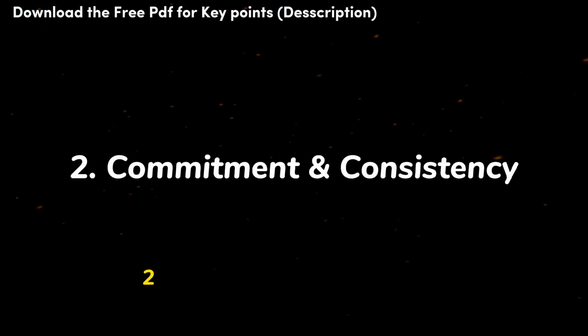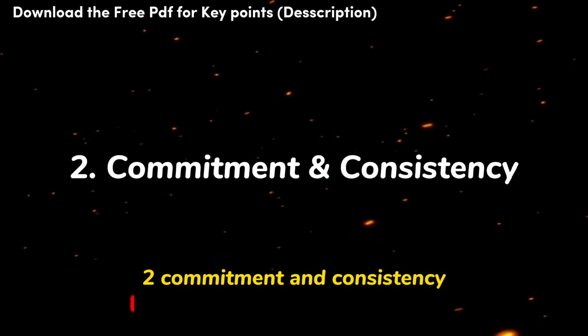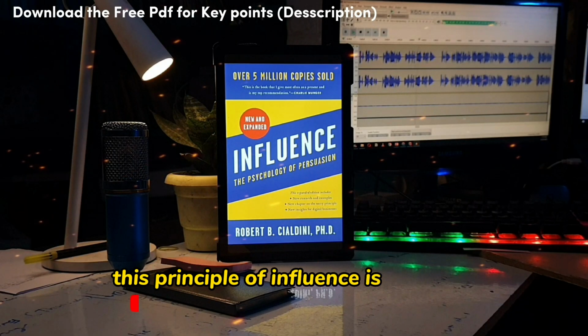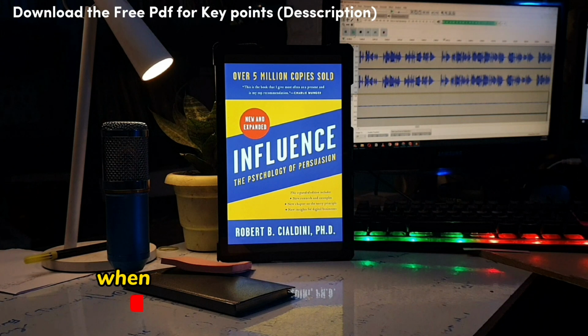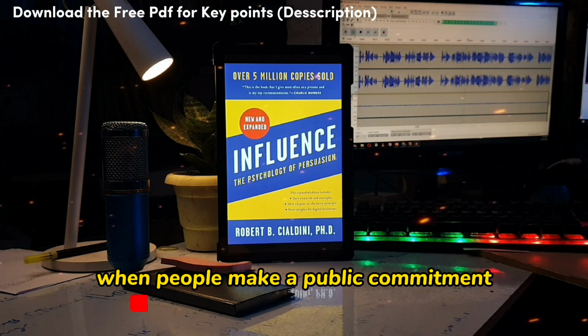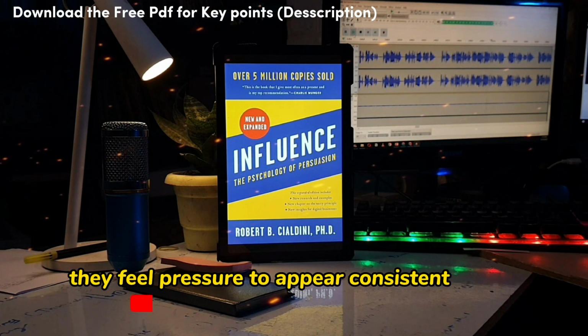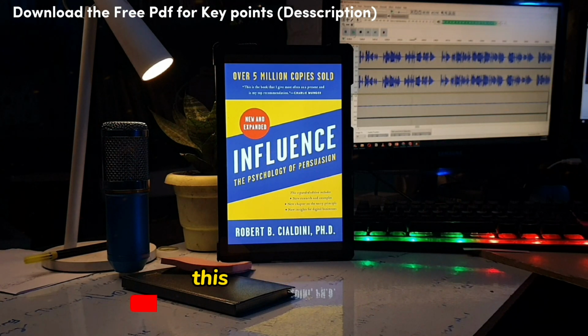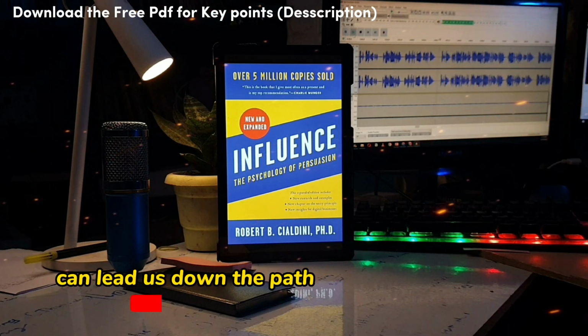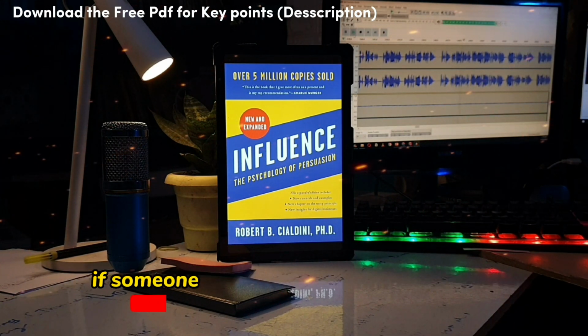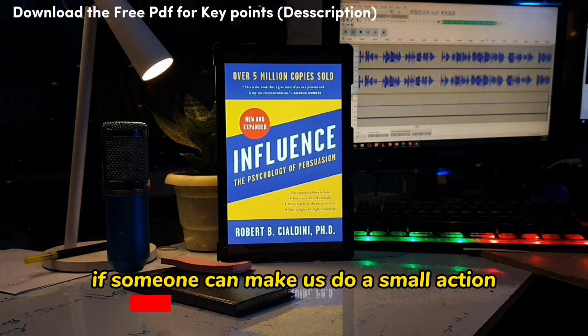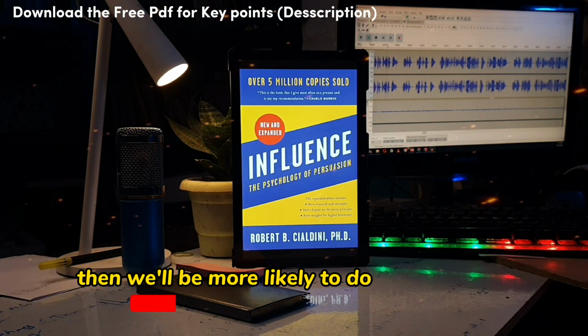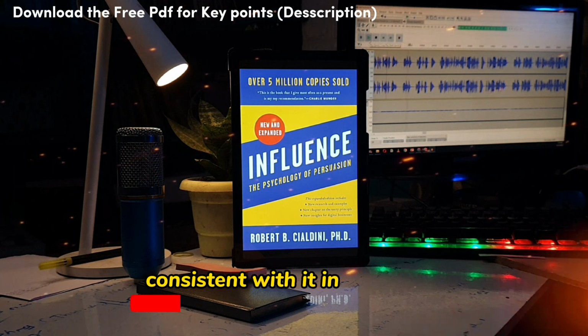Cheat code number 2. Commitment and consistency. This principle of influence is based on the psychological fact that when people make a public commitment, they feel pressure to appear consistent with it. Unfortunately, this human tendency can lead us down the path of foolish consistency. If someone can make us do a small action, then we will be more likely to do larger actions consistent with it in the future.